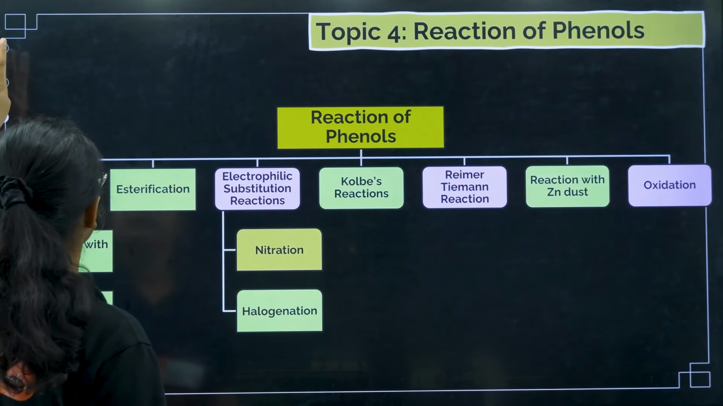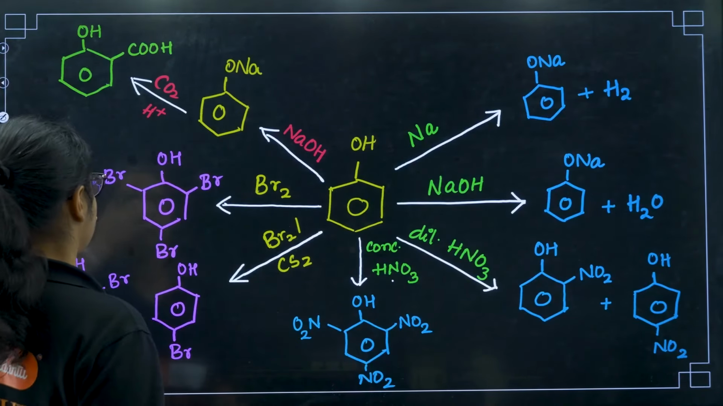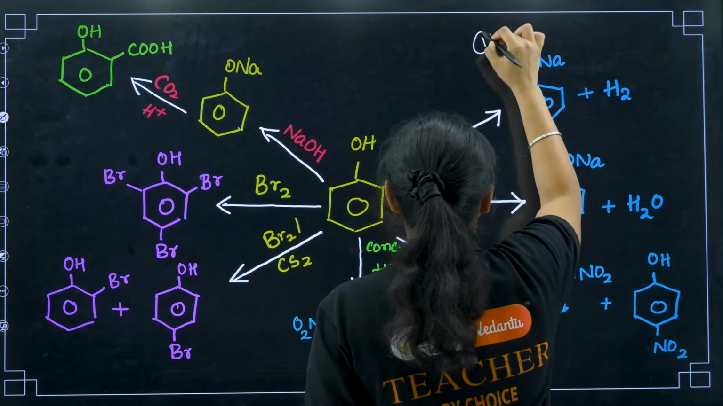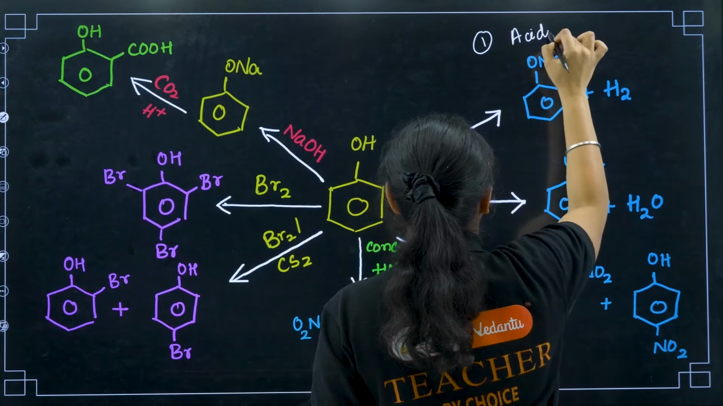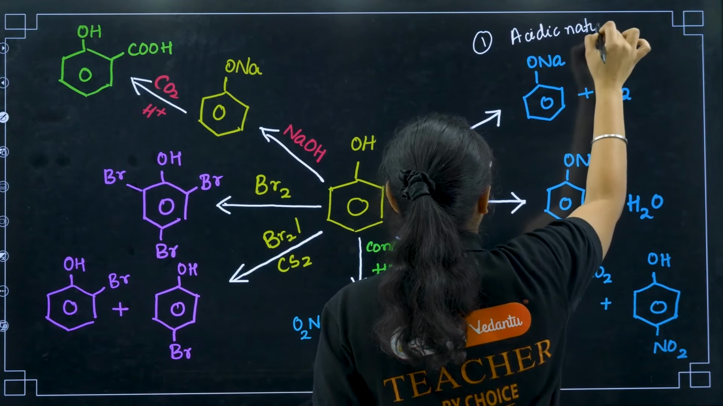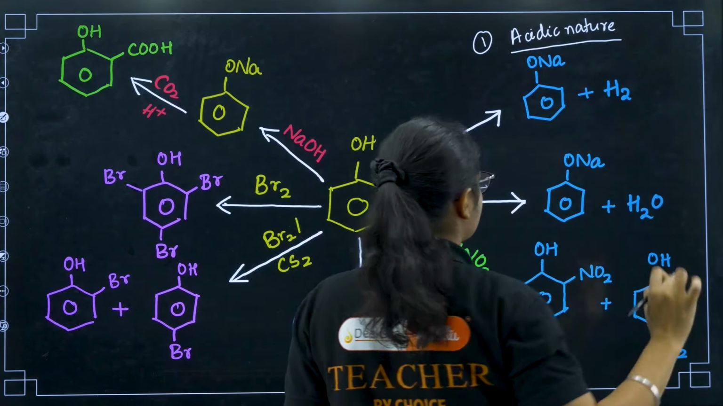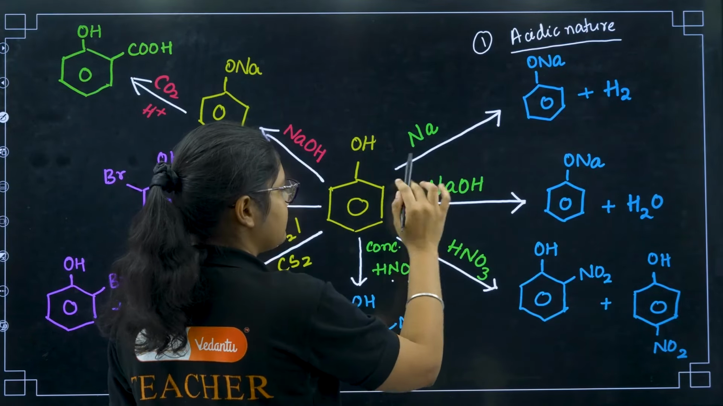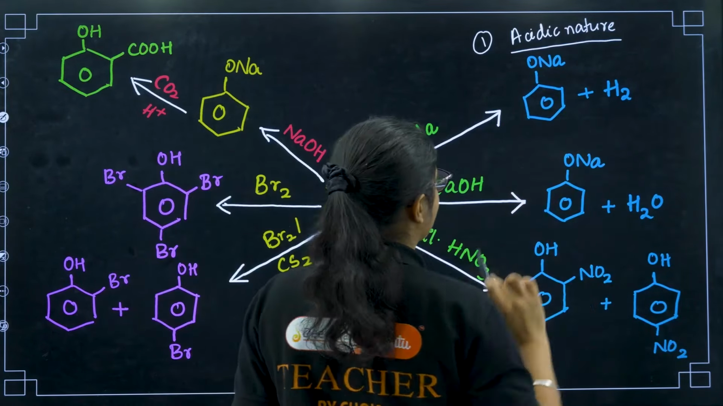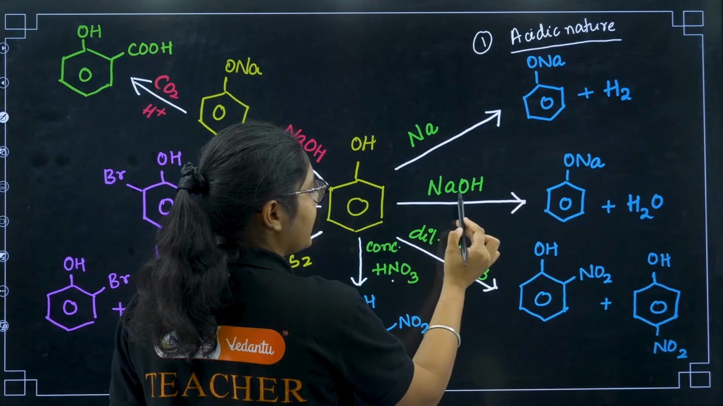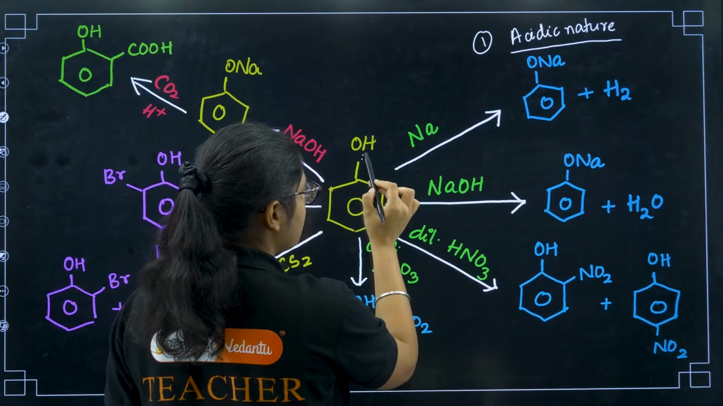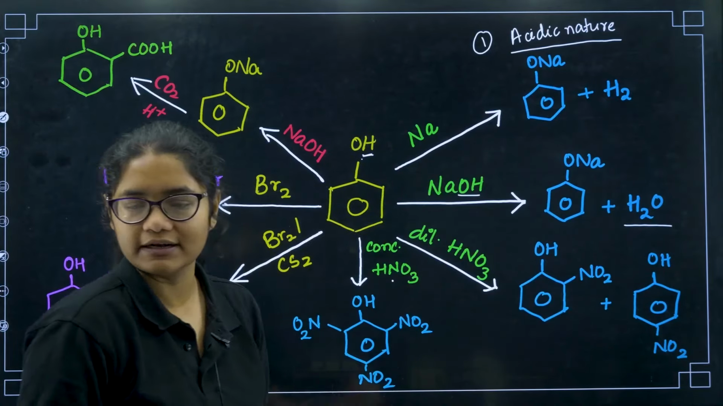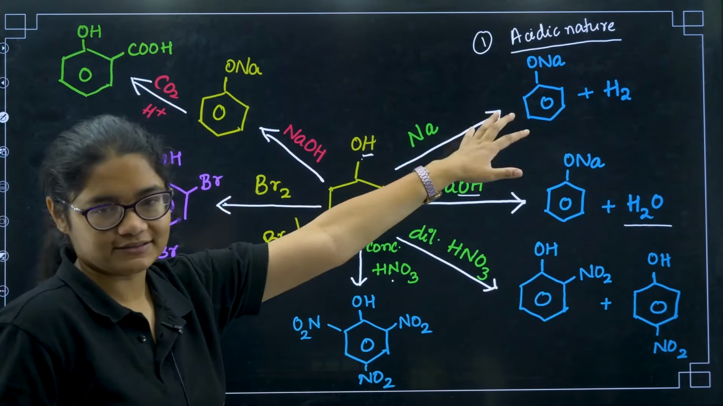Okay, very important one. Then we will discuss the first thing, that is the reaction of acidic nature. I'll discuss the acidity order in a separate section, but acidic nature, how will you find? With Na, the same thing, what will happen? ONa and H2 gas will form. But if you have NaOH, ONa will form, and this H and this OH will give a byproduct, water. That is the difference. Okay, the first one, acidic nature.